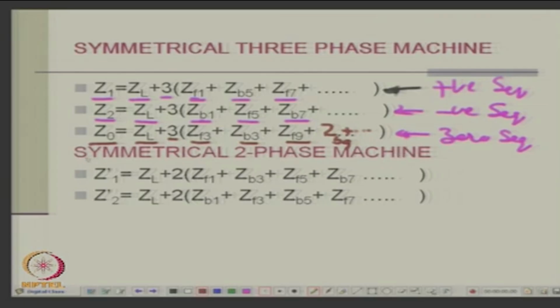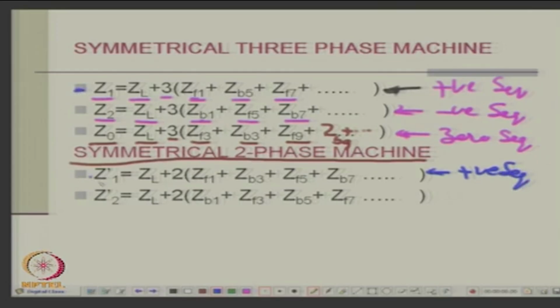But if you take a symmetrical 2-phase machine, we found that the positive sequence impedance in that case will not be same as the Z1 here. So, if you call this as Z1 dash, we found out it will have ZL, the leakage impedance, plus twice ZF1 plus ZB3 plus ZF5 plus ZB7 etc. Okay. So, you will find a different combination, although the fundamental will be there.